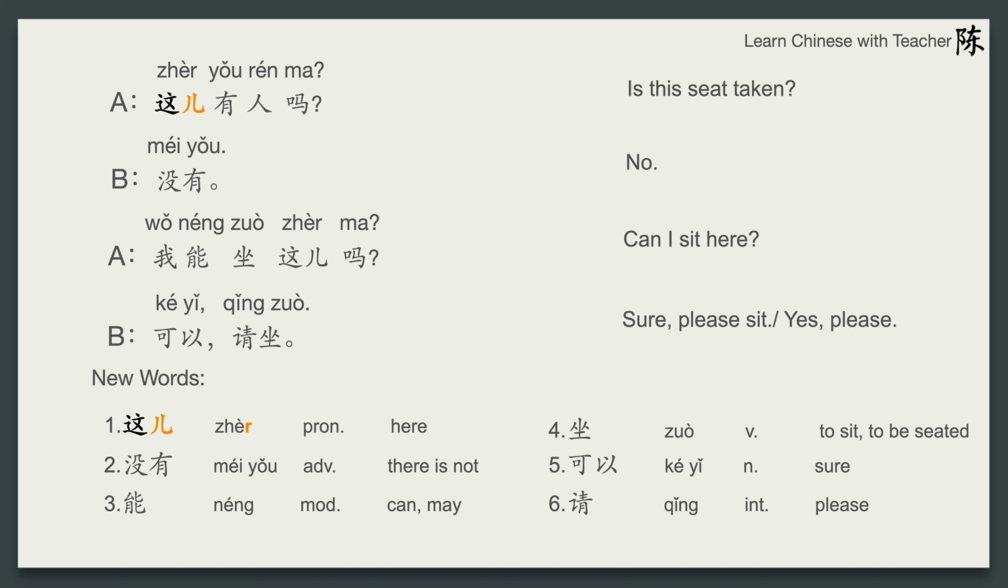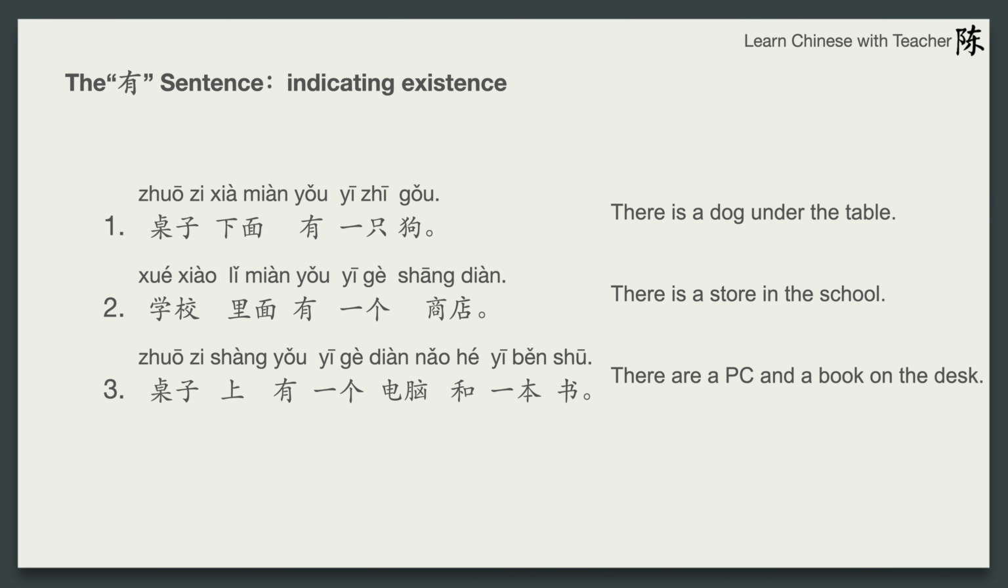The first word, 这儿, 这 is the main character. 儿 is the R sound, as we explained in the previous lesson. The R sound makes the sentence sound nicer and more friendly. You can omit the character 儿 and it doesn't change the meaning of the sentence. Now we'll learn the second meaning of 有, which indicates existence.